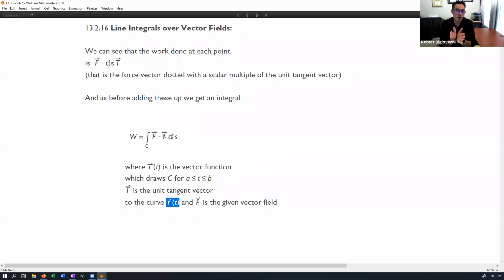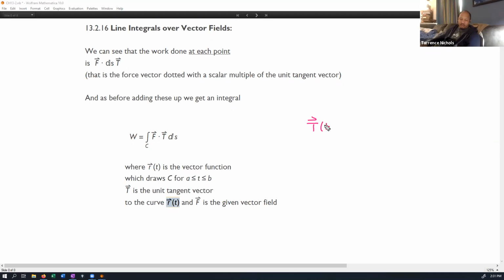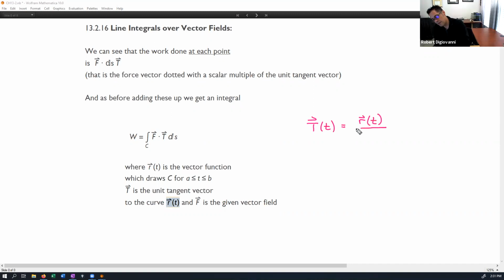It's the unit tangent vector. If I give you r of t, which is the vector function that draws the curve, how do you calculate capital T? Anyone remember? Divided by its magnitude. Yeah, it's the vector function itself divided by its own magnitude. That's what capital T was if you look back in your notes. I'm sorry, it's the derivative, I forgot the derivative. It's the derivative of the vector function divided by its own length. Okay?